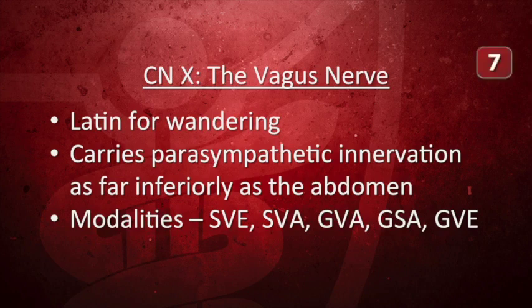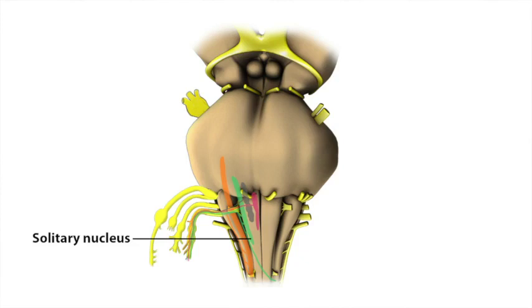In addition to this special visceral efferent modality, it also carries special visceral afferent in the form of taste fibers to the epiglottis, general visceral afferent, general somatic afferent, and general visceral efferent functional components. The solitary nucleus is for the taste fibers from the epiglottis and the fibers of the general visceral component, which provide sensation to the pharynx, larynx, trachea, esophagus, and the thoracic and abdominal viscera.